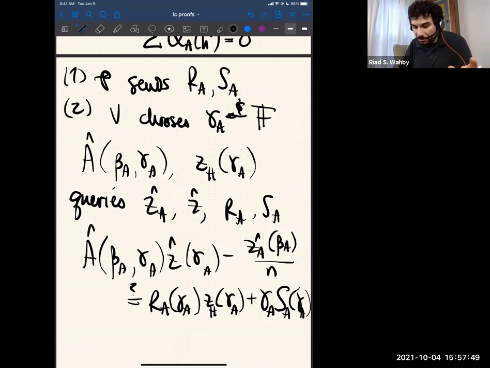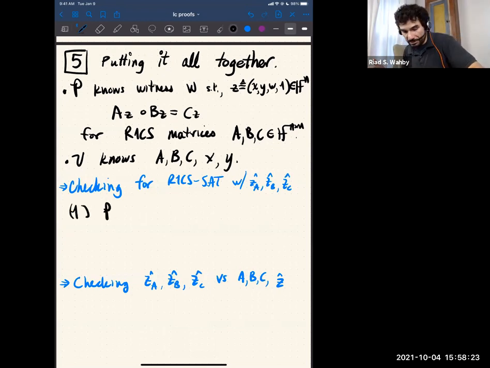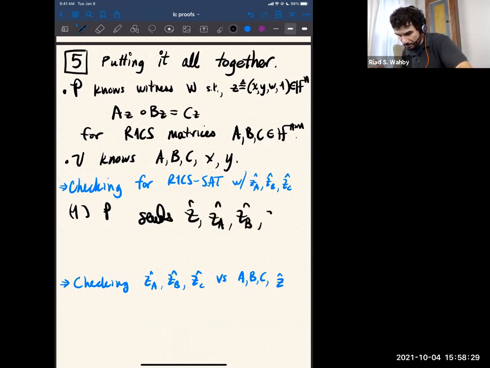Okay, so in sum, what did we need? We can put it all together now. The prover knows a witness for this R1CS instance, and the verifier knows the matrices and the claimed inputs and outputs, X and Y. Basically there are two types of checks. One is to check that Z sub A hat, Z sub B hat, and Z sub C hat represent an accepting instance. For that, the prover sends the Z hat, Z sub A hat, Z sub B hat, Z sub C hat oracles and an R oracle.